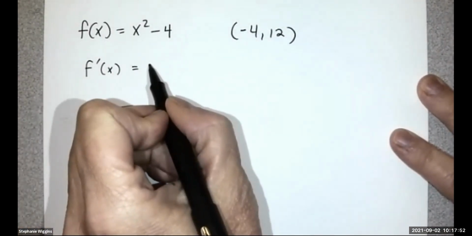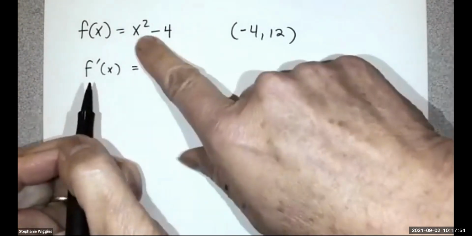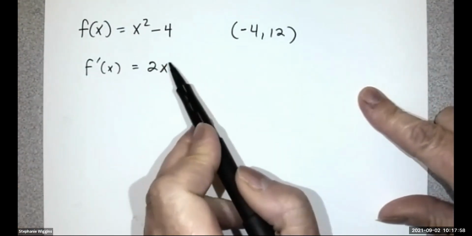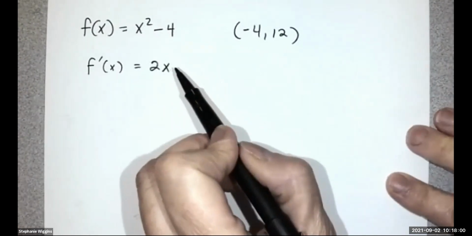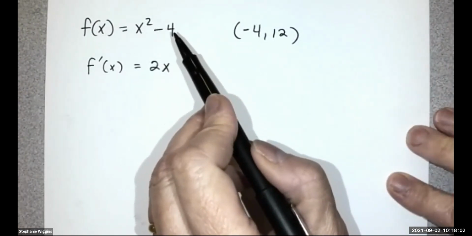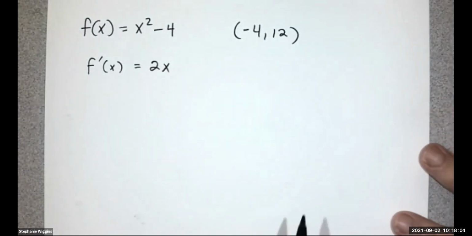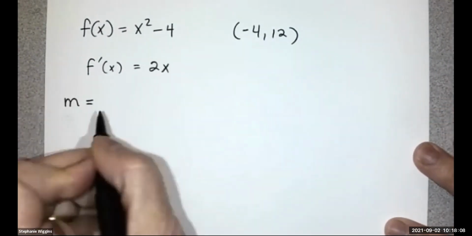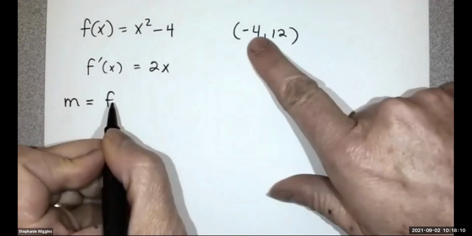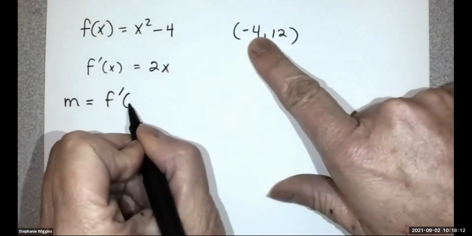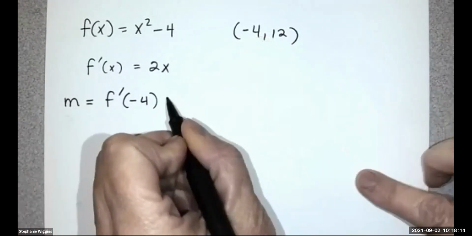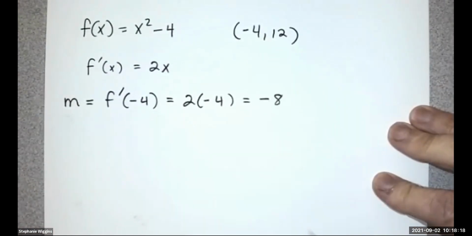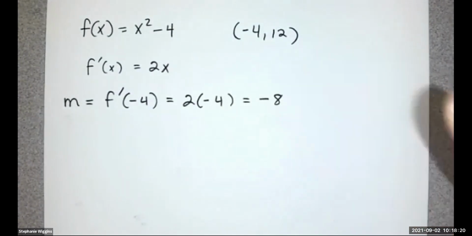So the derivative is 2x, right? You bring the 2 out front, subtract 1 from 2, you get 1. The derivative of -4 is 0. And we want to know what the slope is at -4. So we plug in the x value of -4, and that's 2 times -4 or -8. So this is the slope of the tangent.